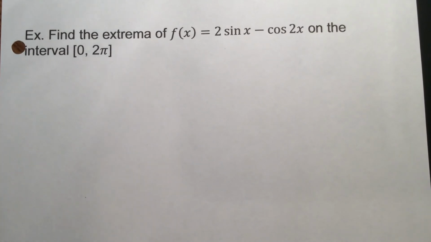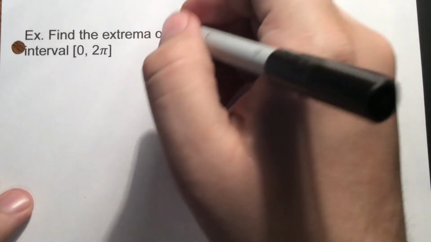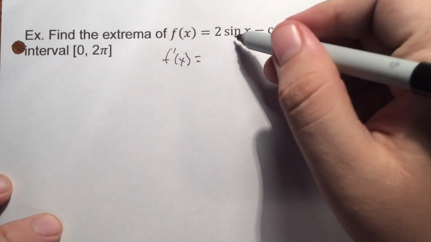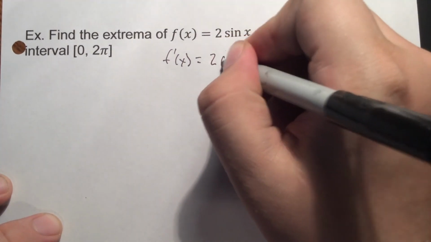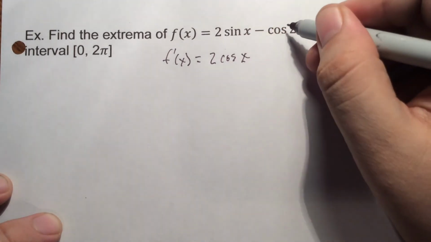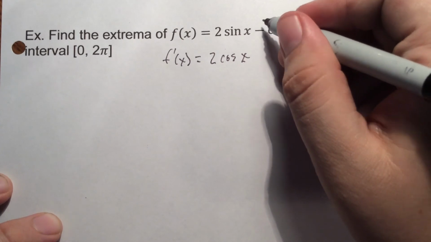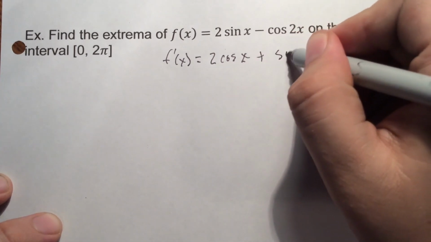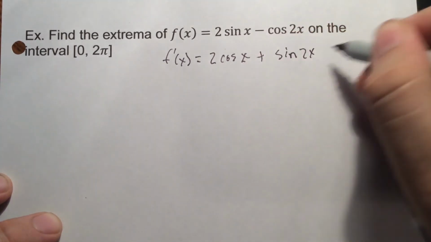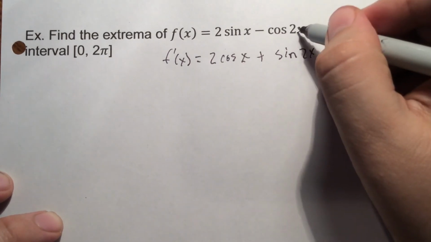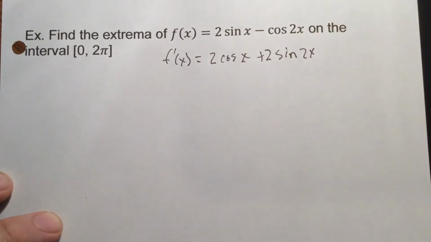So, first step, find the derivative. So, f prime of x. Derivative of sine goes to cosine, so this would be 2 cosine x. Cosine goes to sine, but it switches the sign to be a plus sine 2x. Because this is a 2x and not just an x, we have to do chain rule with it. Derivative of 2x would go to 2, so I can have that in front. And that would be our derivative here.